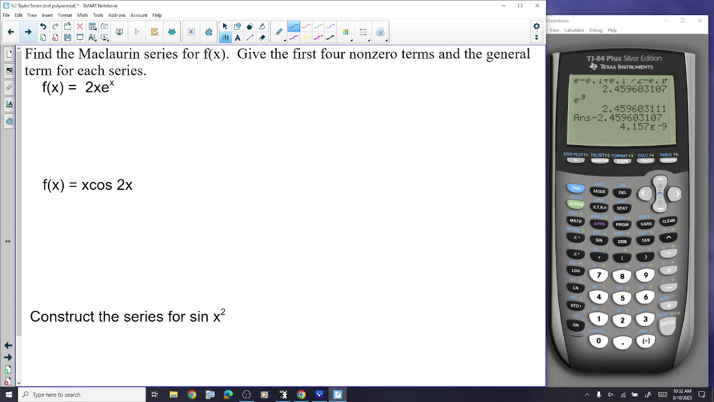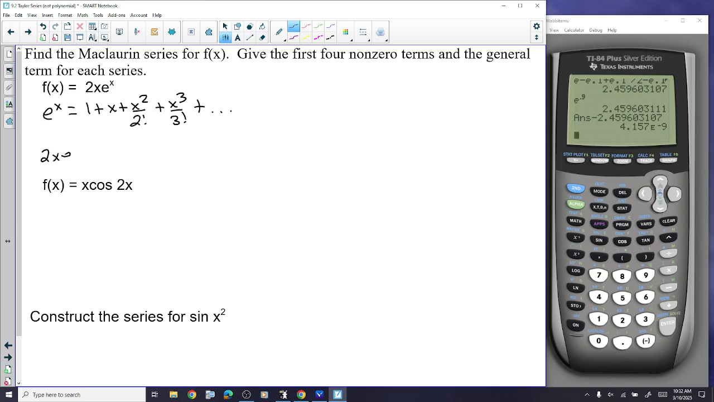Find the Maclaurin series for f of x. Give the first 4 non-zero terms and the general term for each series. Let's go. e to the x is 1 plus x squared over 2 factorial, x to the third over 3 factorial. All the derivatives are e to the x. e to the 0 is 1. All the coefficients are 1.